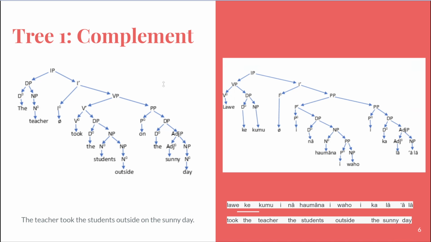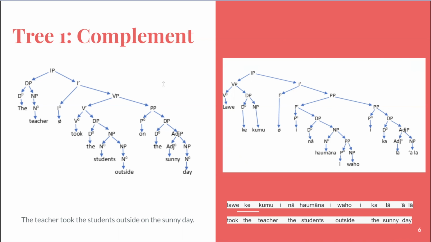All right, so now we're going to look at the Olelo Hawaii version of the sentence. As best translated, in Hawaiian, the sentence reads, Loe ke kumu ina haumana i waho i ka la ala. I'm still learning with reading it. But it would loosely translate, with the verb leading the sentence: took, and then the DP, the teacher, and then the students outside on the sunny day.